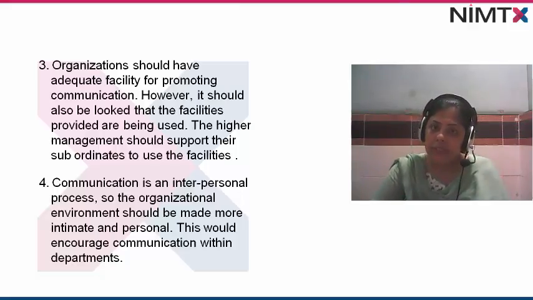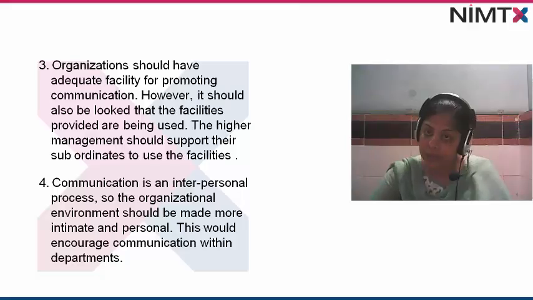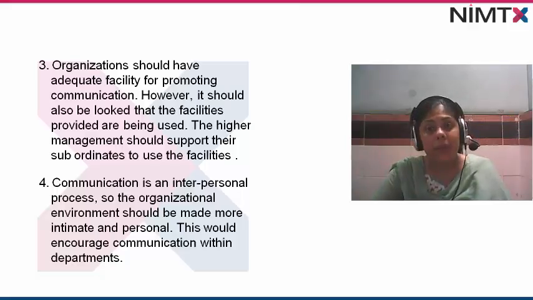So these are the facilities. The facilities have been provided. This is very good for the company. These facilities have been provided, but it also has to be checked whether these facilities are being used.